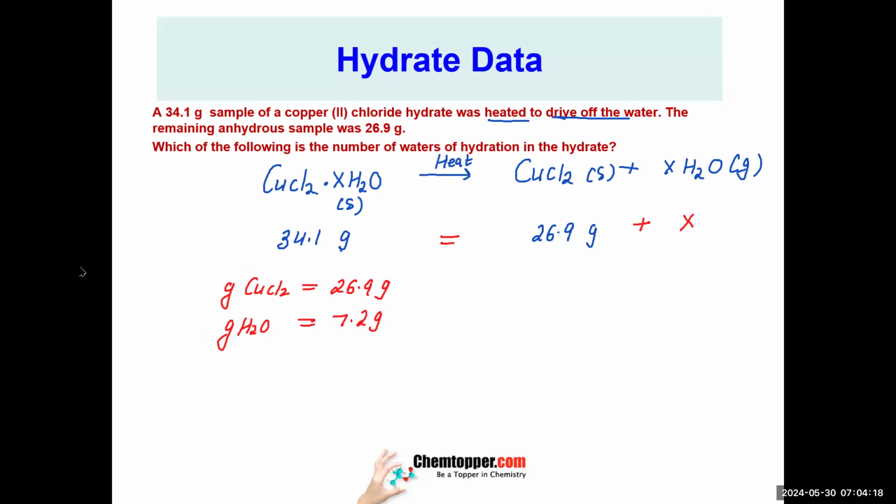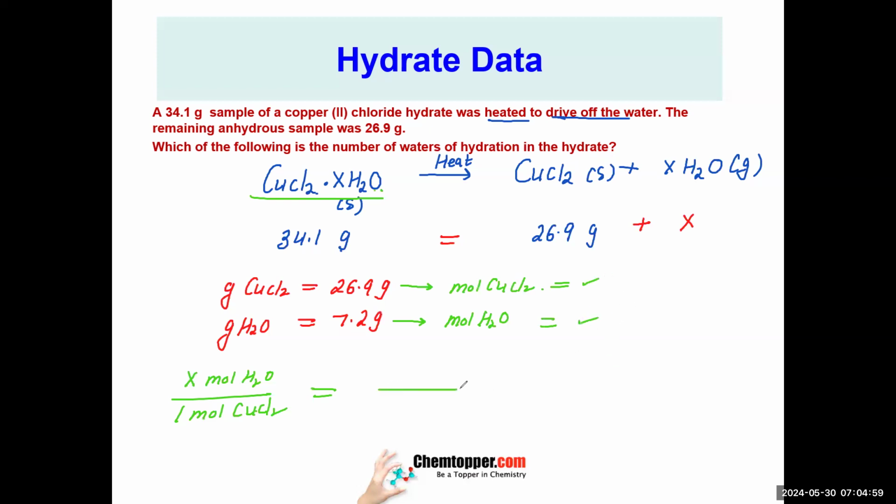So don't you think now the question is very simple? Convert these grams of CuCl2 to moles of CuCl2. Same with this water, moles of water. Now, from this formula, you know that X moles of water are there in 1 mole of CuCl2. You know this ratio from this formula. You put it equal to this ratio. So can you calculate these values and give me the values? Calculate the moles of CuCl2, moles of water. Then we are going to plug in here.